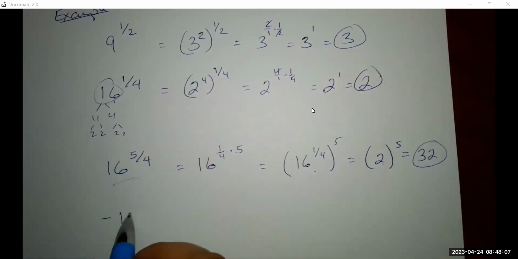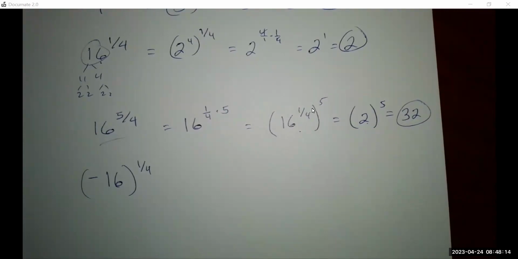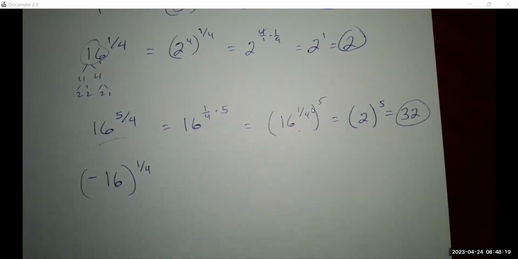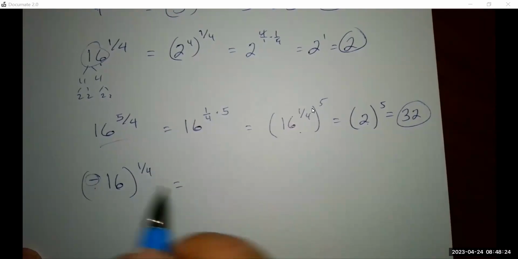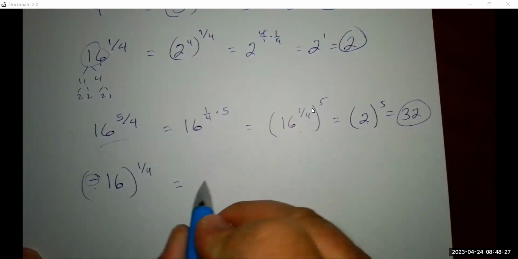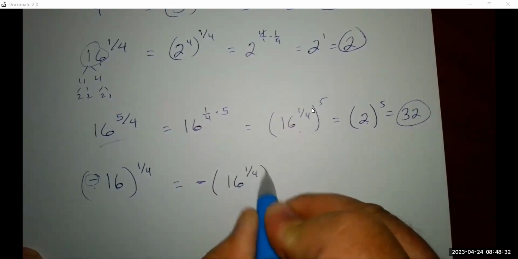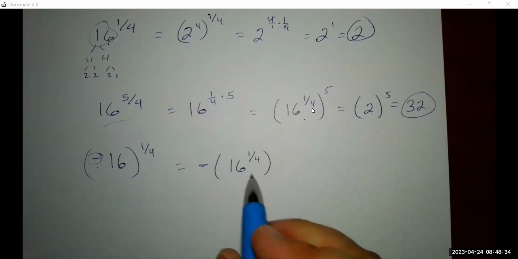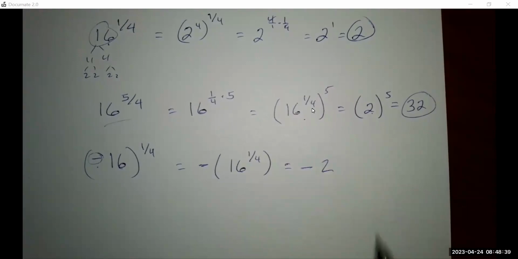But now 16 is negative. Simply because the 16 is negative. Remember order of operations. This is multiplied, that's exponents. So we have to do the exponent first. 16 to the 1/4, we said it was 2. So the answer is negative 2 because the negative's out in front.